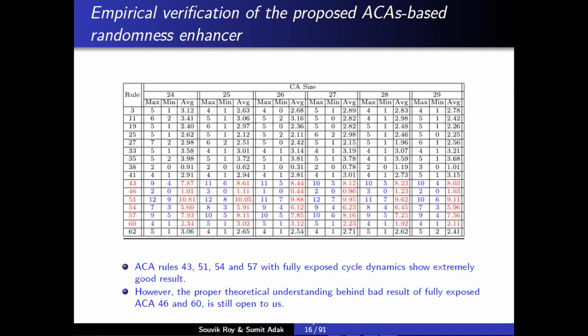These are the results of the 16 rules I mentioned, and the 6 rules with fully exposed behavior are in red. These are the 6 rules which I claimed from my study may be good sources of randomness enhancement. Blacks are the rest of the rules, which are not fully exposed. They have large cycles but partially exposed behavior, and we can clearly see that the red rules show better results. But unfortunately, ACA 46 and 60 are not showing as good a result as we expected. The rest of the rules, 43, 51, 54, 57, show good results for Diehard.